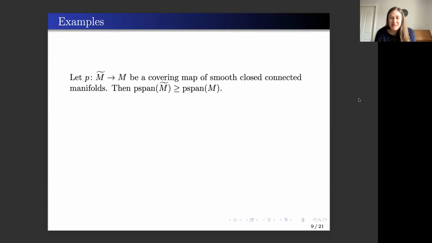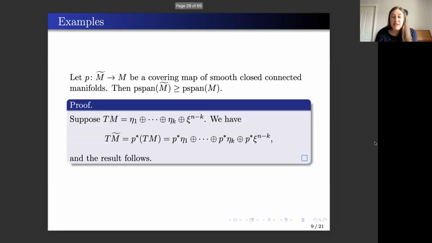This is the last theoretical example. I hope everyone's doing okay so far. Suppose you have a covering map of smooth, closed, connected manifolds. Then the projective span of the cover is at least the projective span of the base. This is also a very useful thing.